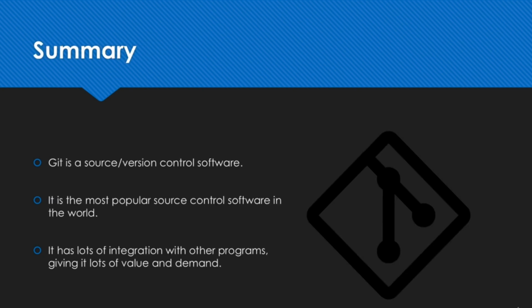I'm just going to have a quick summary before we go off. Git is just source or version control software, just one of many out there, but we're using it because it's the most popular and most supported source control software in the world, as well as having lots of integration. I hope this video gave you a little bit of insight into what source control is, what Git is, and most importantly, why we're using Git.